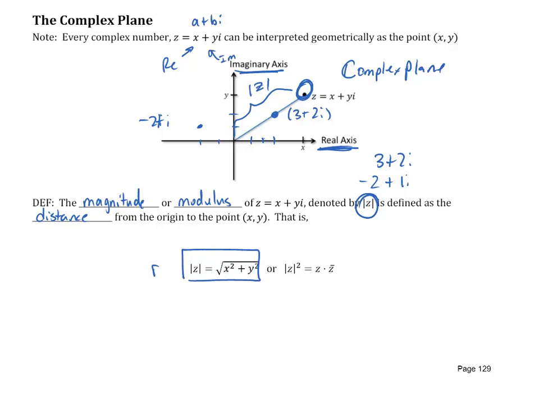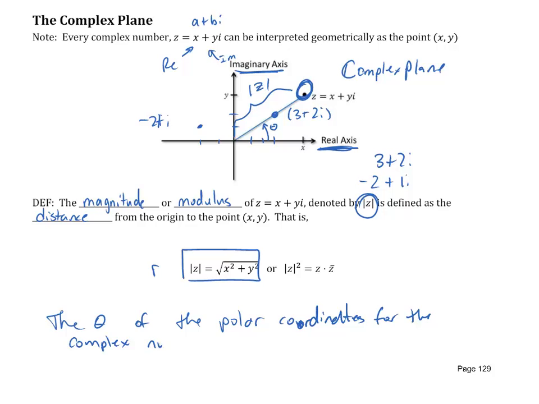Now, in upcoming lectures, we're going to talk then also about where the theta would lie. And I don't know why I left it off, but I'm going to go ahead and stick it in here. I don't think it's anywhere in your homework, but this theta for the polar coordinates of the complex number x plus yi is called the argument of z. All right, so we'll talk more about the argument and the modulus in upcoming lectures.